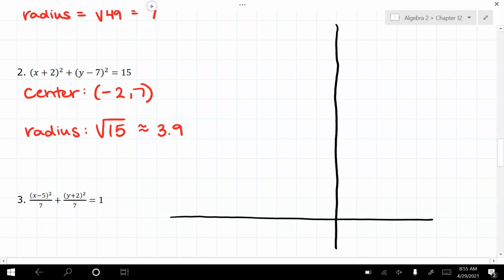So for this one, I'm going to start at that center, -2, 7. And then I'm going to go up, down, left, right, almost 4. I'm going to go just barely above the 4 for that 3.9. So I'm going to go down 1, 2, 3, and just above 4. And I'm going to do the same thing going left, right, and up.